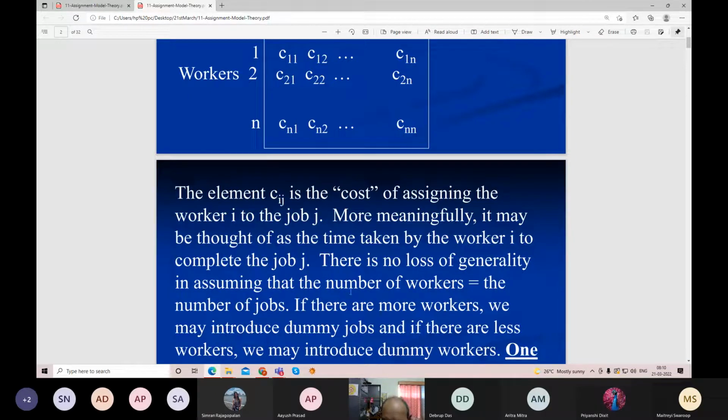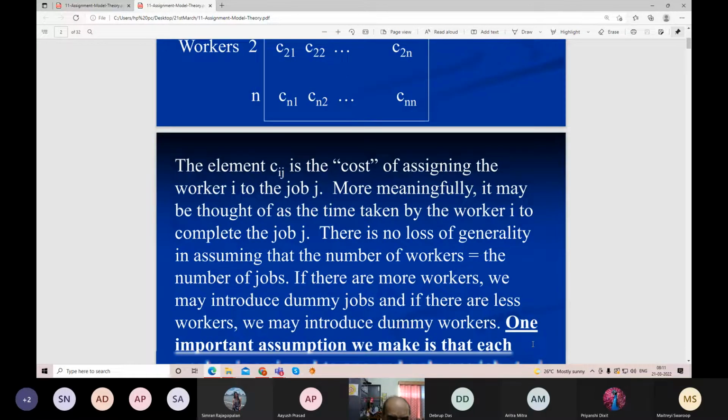There is no loss of generality in assuming that the number of workers and the number of jobs are the same. Generally, here we assume that the number of jobs and the number of workers are equal. If they are not equal, just like in the transportation problem, we have to introduce a dummy job or a dummy worker, depending on the problem. If there are more workers, we may introduce a dummy job, and if there are fewer workers, we may introduce a dummy worker.